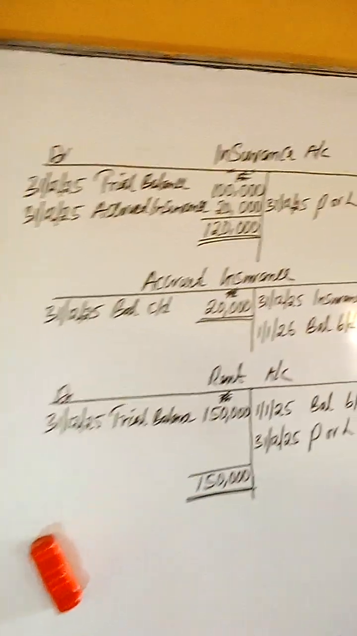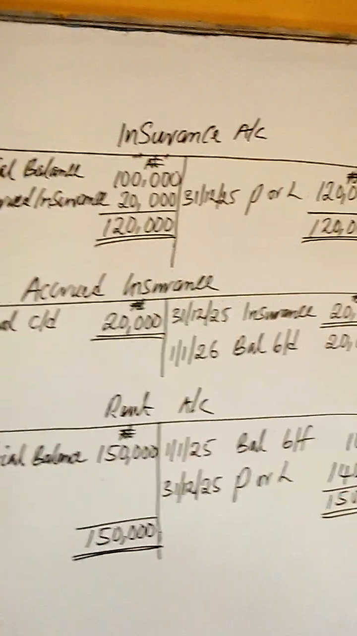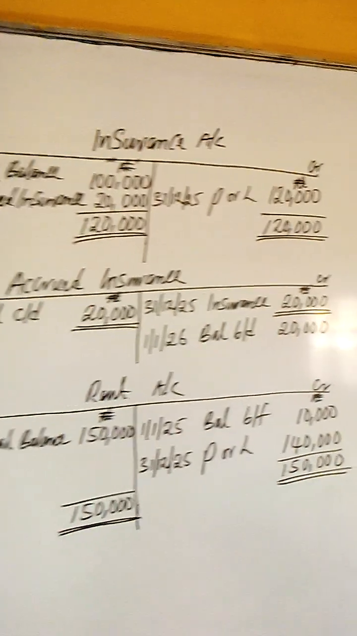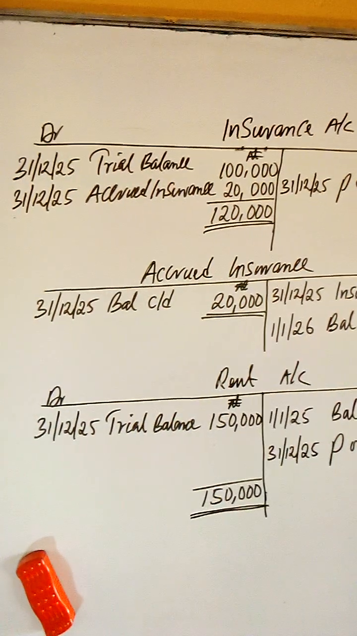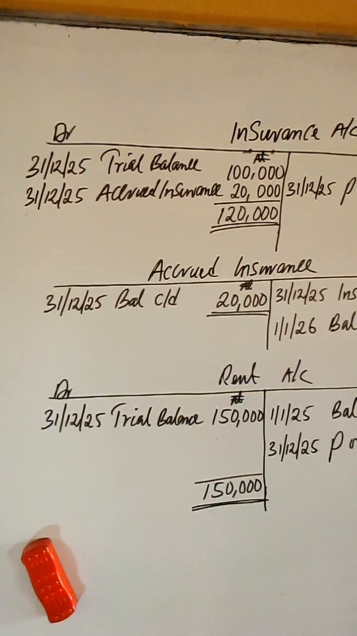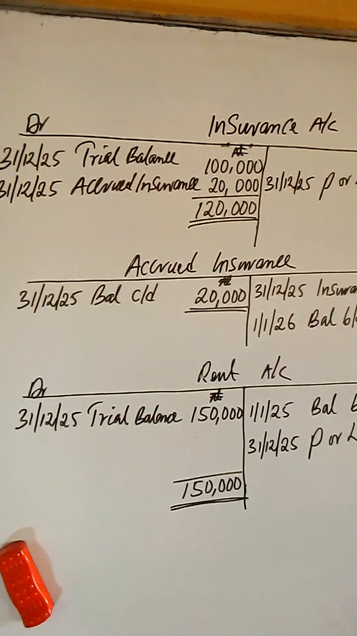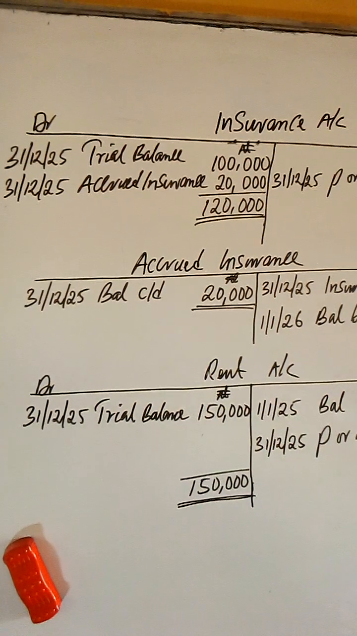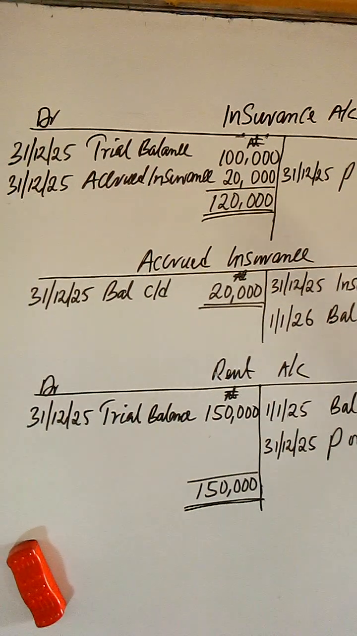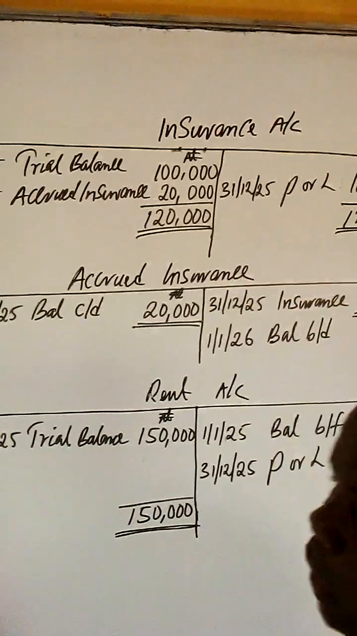This is at the end of the year now. The year has ended and insurance has been transferred to the trial balance, and then there is an accrual. How can you handle it? Bringing it back to the ledger account to have the proof to prepare the adjusted trial balance. First, you come and open a new insurance account.